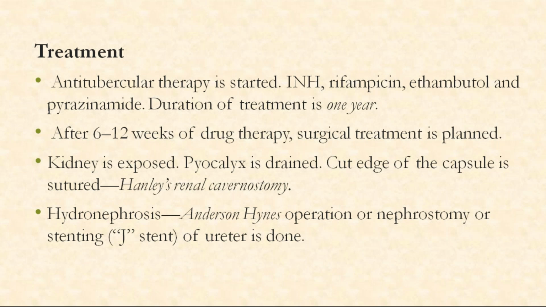Why do you have to plan surgery? Suppose the patient has a pyonephrosis, tuberculous pyonephrosis. If you leave it like that, the patient may go into renal failure. In such conditions, surgical intervention has to be done. You should give incision and drainage and let out all the pus from the kidney, after giving a minimum of 3 months of anti-tuberculosis drugs.